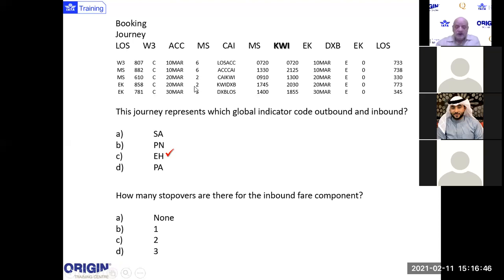What date do I go from Kuwait to Dubai? 20 March. And when do I leave Dubai? 30. That looks like a stopover to me. So there's one on the inbound. If the question says how many stopovers is in this itinerary, different question, different answer. So read the questions carefully.